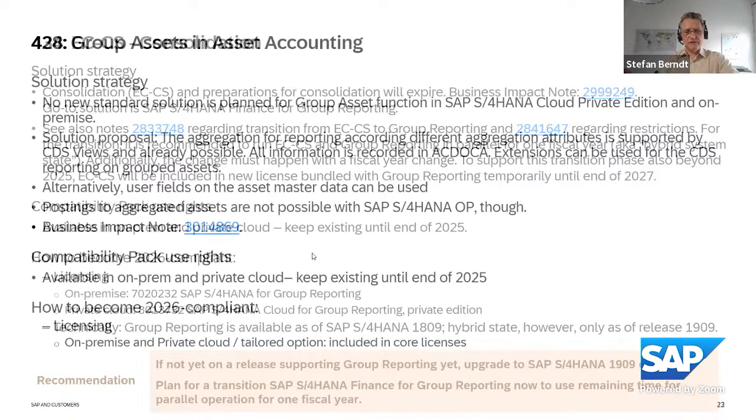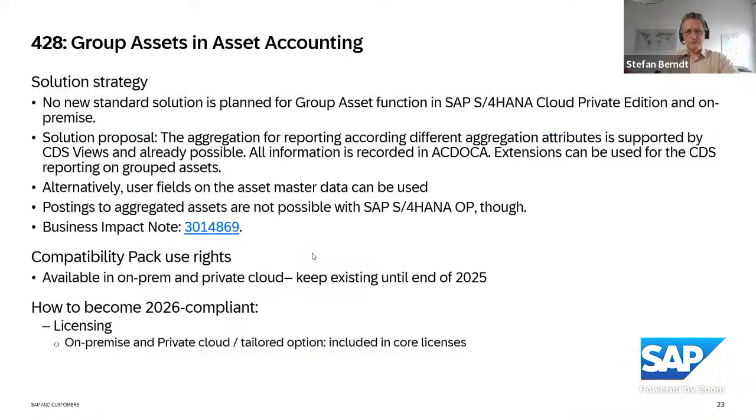A special topic also in the finance area is the functionality of group assets in asset accounting. This was originally developed for our oil industry, but over the years, and it's quite an old functionality, it was also used by other customers in other industries to group assets in accounting. We decided not to provide an alternative here in S/4HANA. So this functionality will phase out with the end of 25.